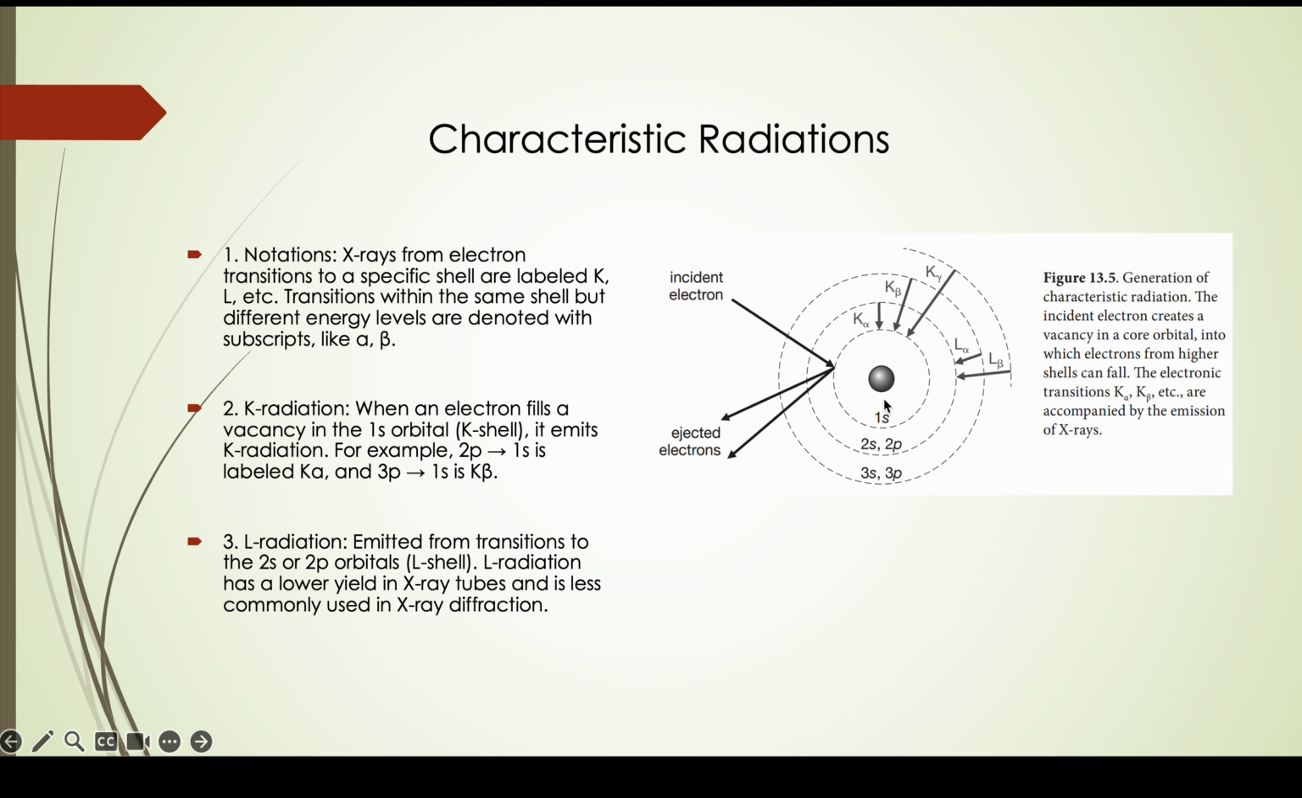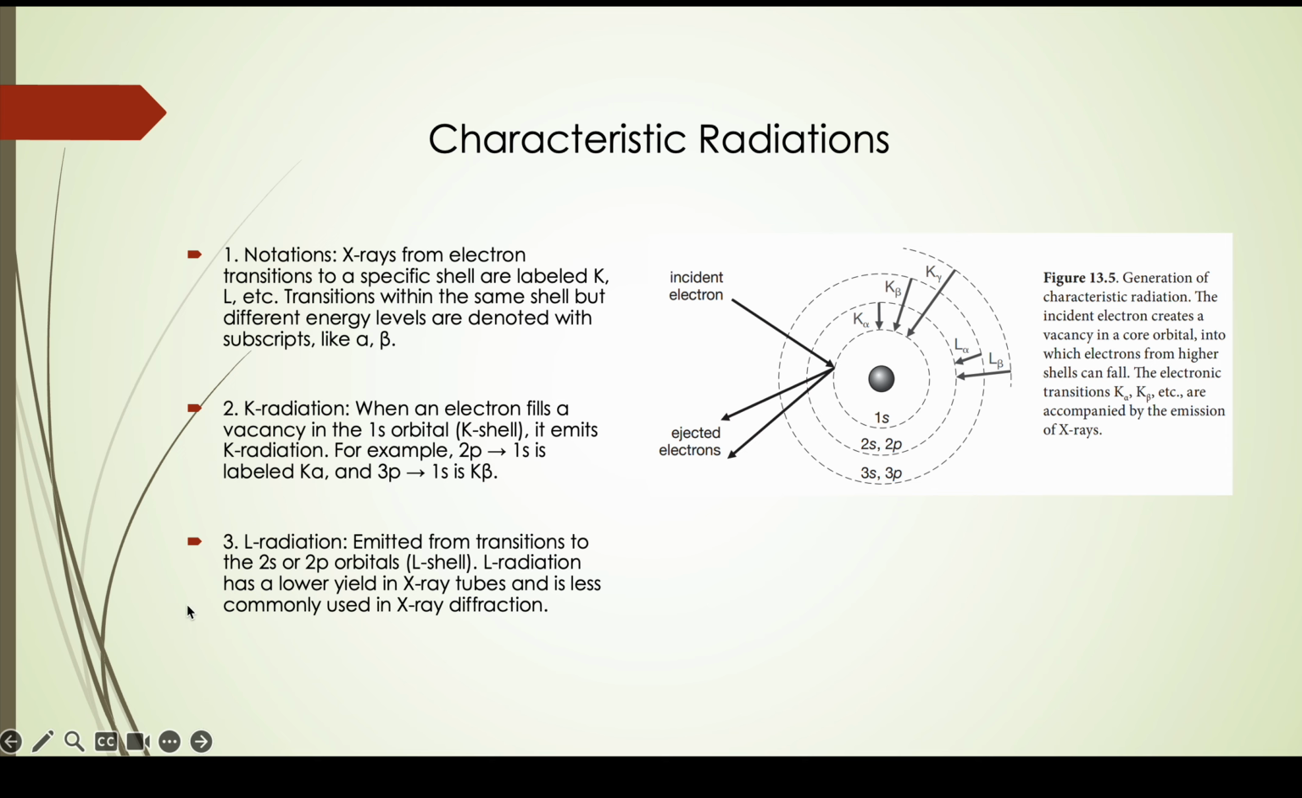If it is coming into the 1s, it's named the K shell. If it is coming into the L shell, like the 2s or 2p shell, it is known as the L radiation. It depends on whether it comes just from the next orbital, which is L alpha. If it is coming from the next to next, then L beta. Similarly for L gamma and other things. So I hope this is clear.